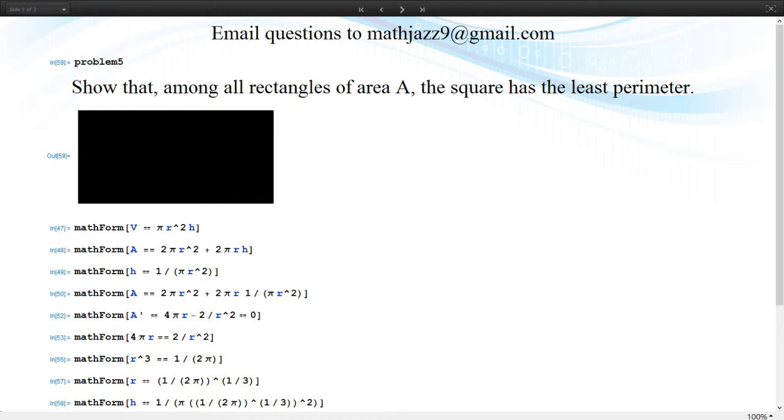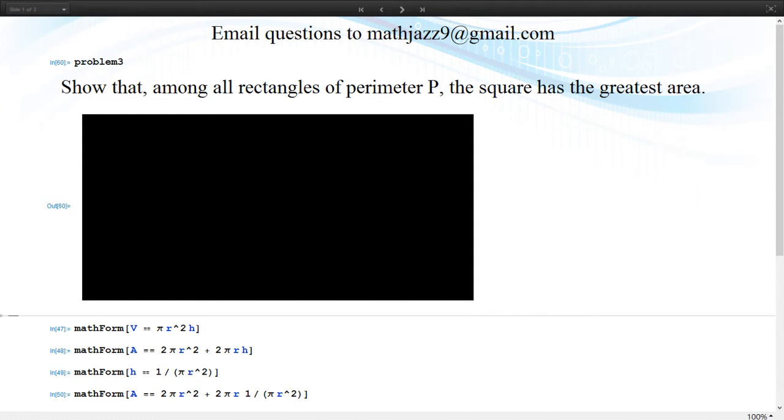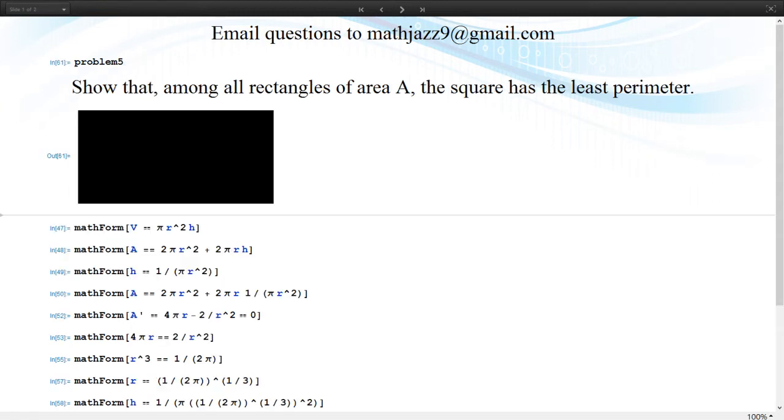Show that among all rectangles of area A, the square has the least perimeter. Now, in our previous question, we had a fixed perimeter and needed to find the greatest area. With this problem, we have a fixed area and we want to find the least perimeter.